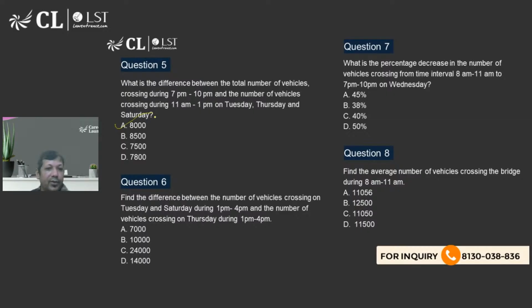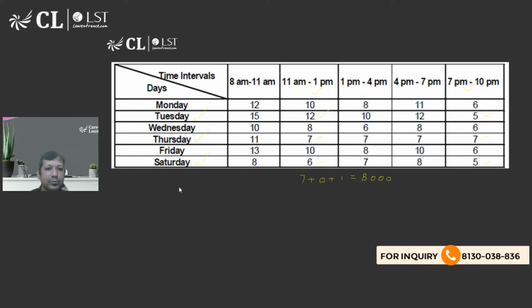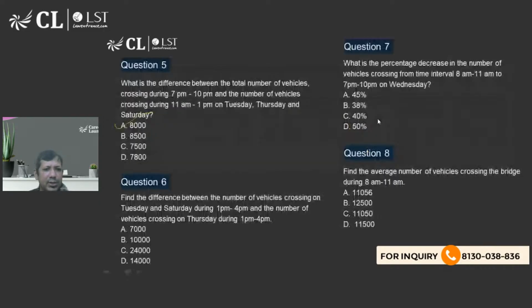Okay, Kartikeya, find the difference between the number of vehicles on Tuesday and Saturday 1 to 4 and Thursday 1 to 4. 7 minus 7 is 0. The answer directly comes out to be 10,000. What are we doing in this? I think there is nothing much to do. It is a very straightforward question.